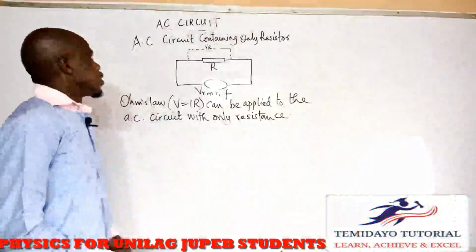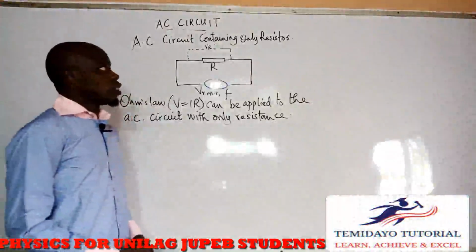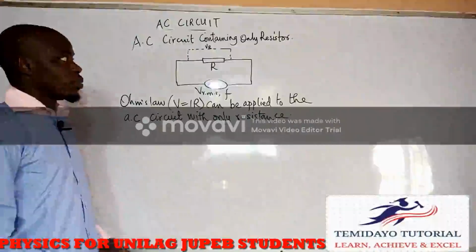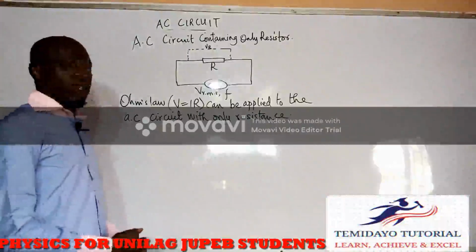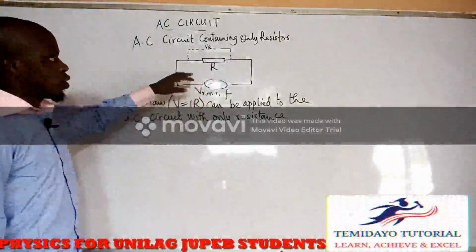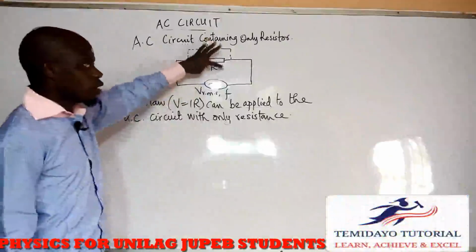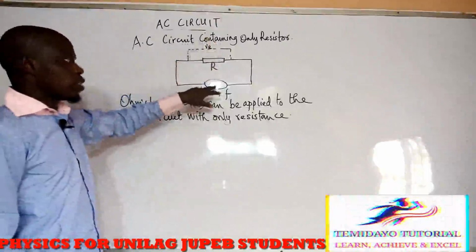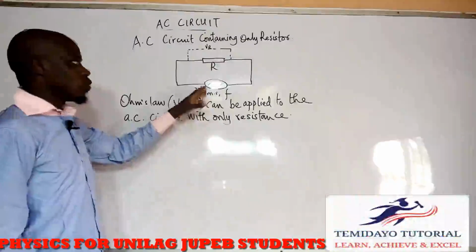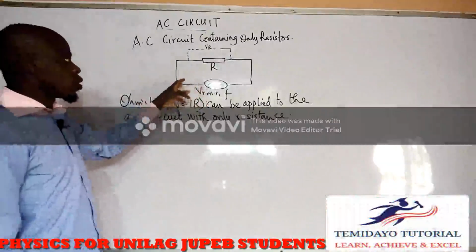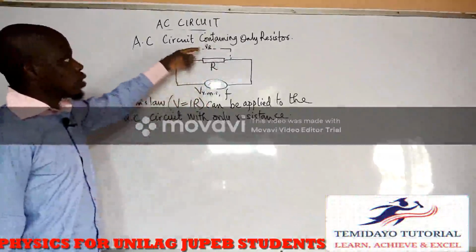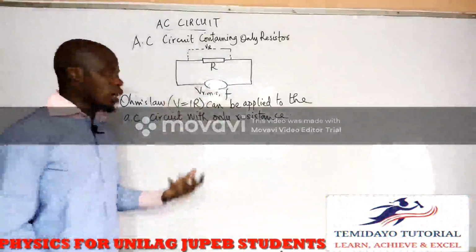Now, what do we mean by an AC circuit containing only a resistor, and what are the basic things you need to understand about it? Just like what we have in the diagram, you can see this is an AC circuit that consists of only a resistor, and this is an AC source. So we have the V root mean square and the frequency of the source. This is the voltage that moves across the resistor. The same concept that we have in Ohm's law is still applied to this.